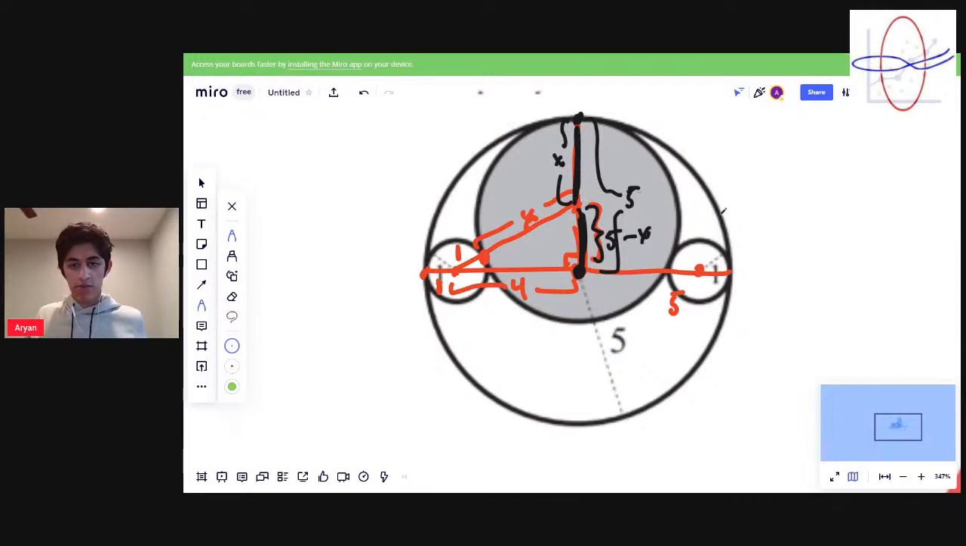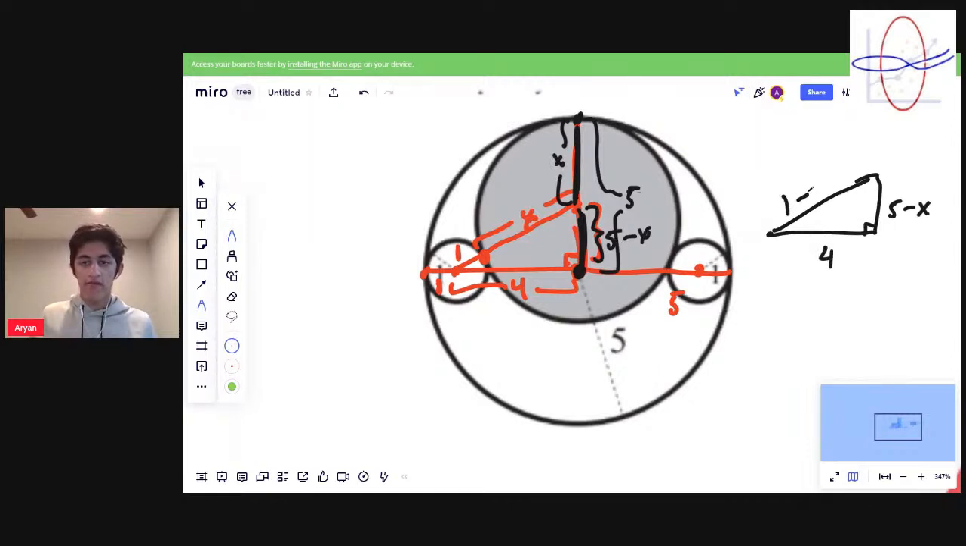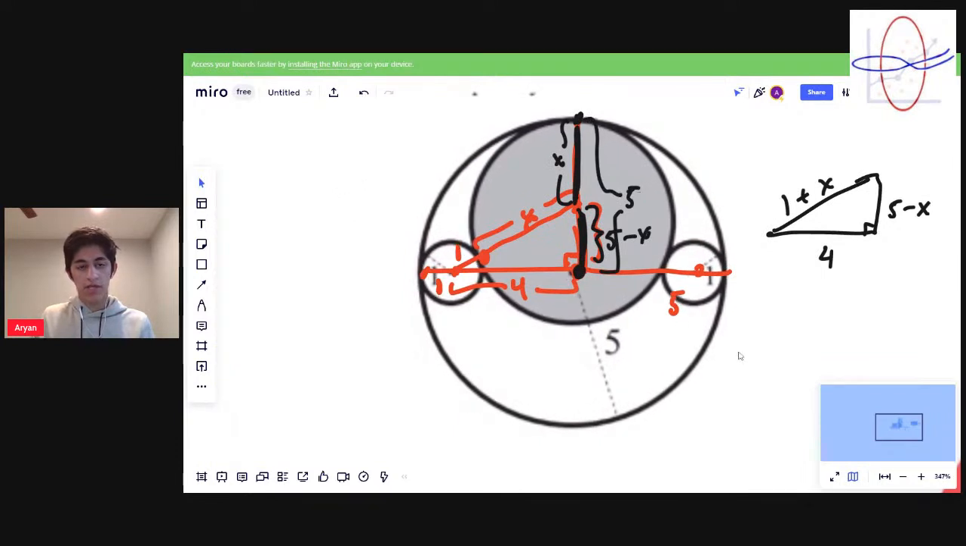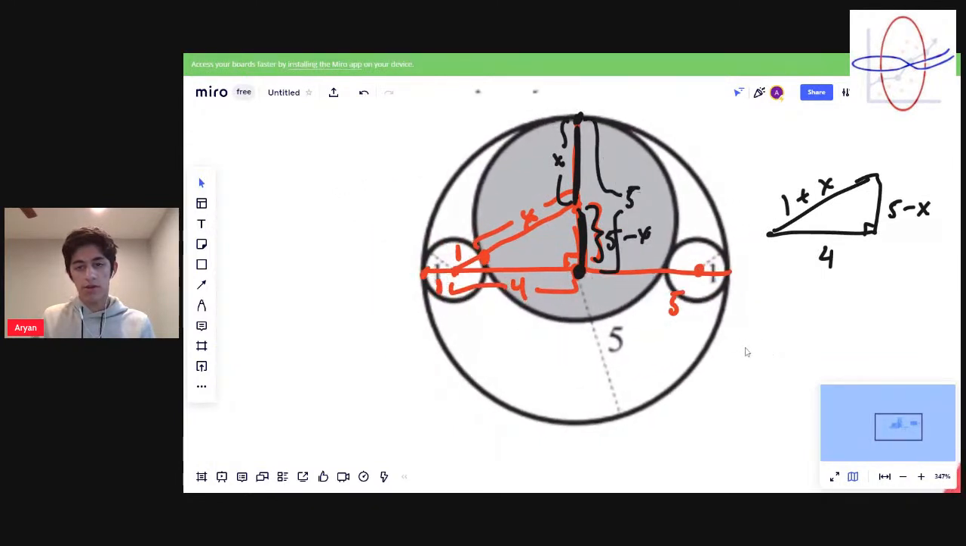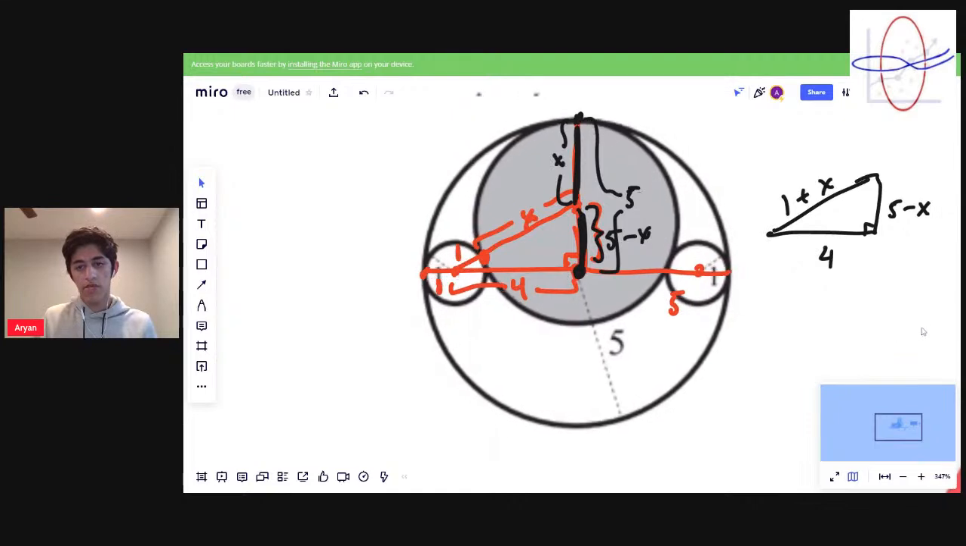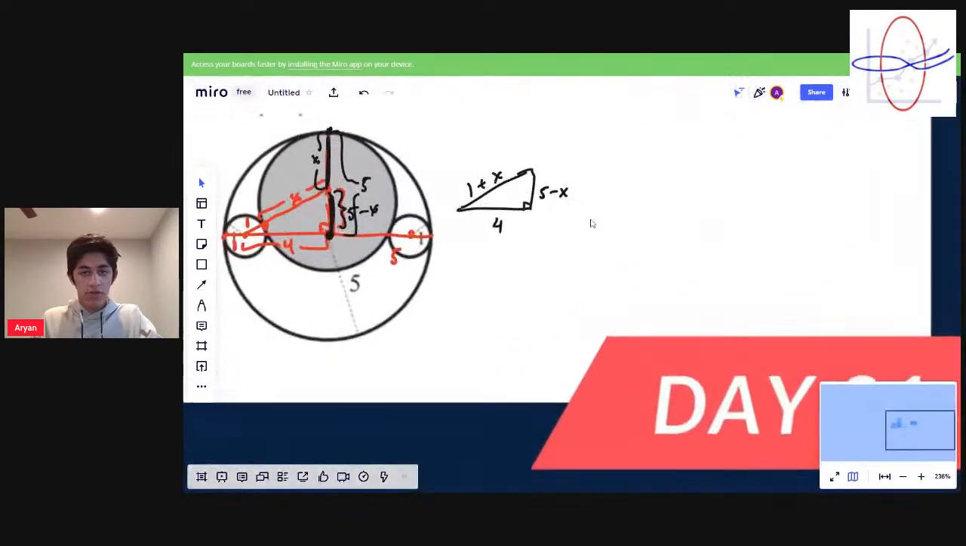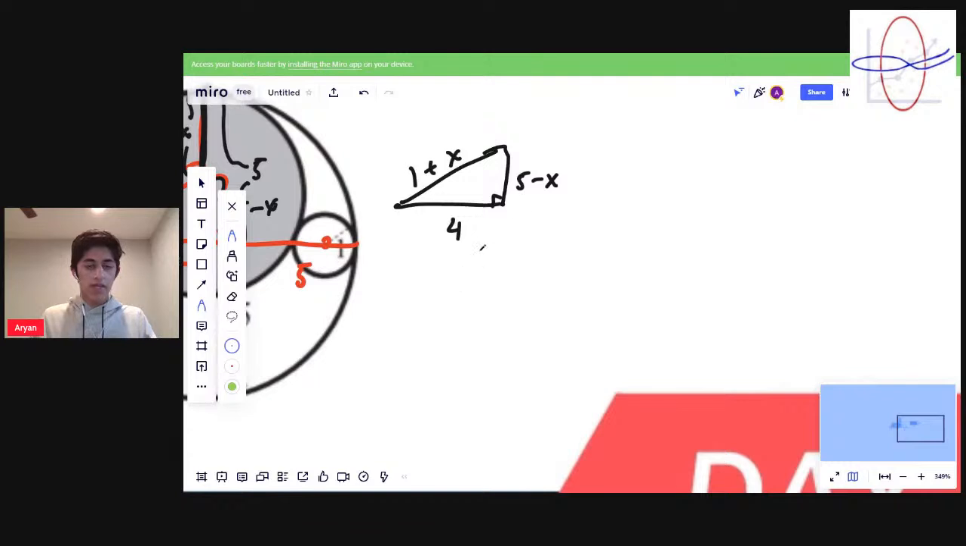This seems pretty cluttered, so let's pull this triangle out. We found this 5 minus x. We have a right angle here. This base is 4, and we have 1 plus x as our hypotenuse. So now this cluttered diagram just becomes this right triangle, and we just have to solve for it. If we zoom in, this isn't too bad to do.